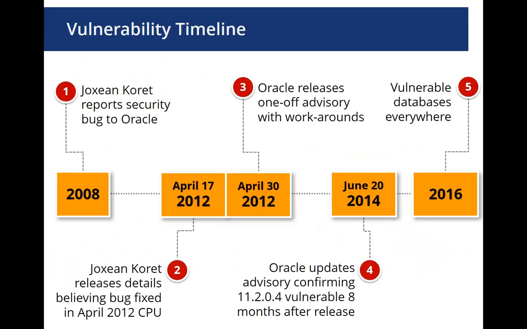Then on June 20th, 2014, Oracle updated the advisory, 8 months after the release of 11.2.0.4, because it became very apparent that it was not actually fixed by default in 11.2.0.4. Many 11.2.0.4 implementations were vulnerable to this. So 11.2.0.4 was out for 8 months. Metalink notes were actually wrong about this. They said, oh yeah, 11.2.0.4 is fixed by default, and it was not. So 11.2.0.4 is also vulnerable to this vulnerability.